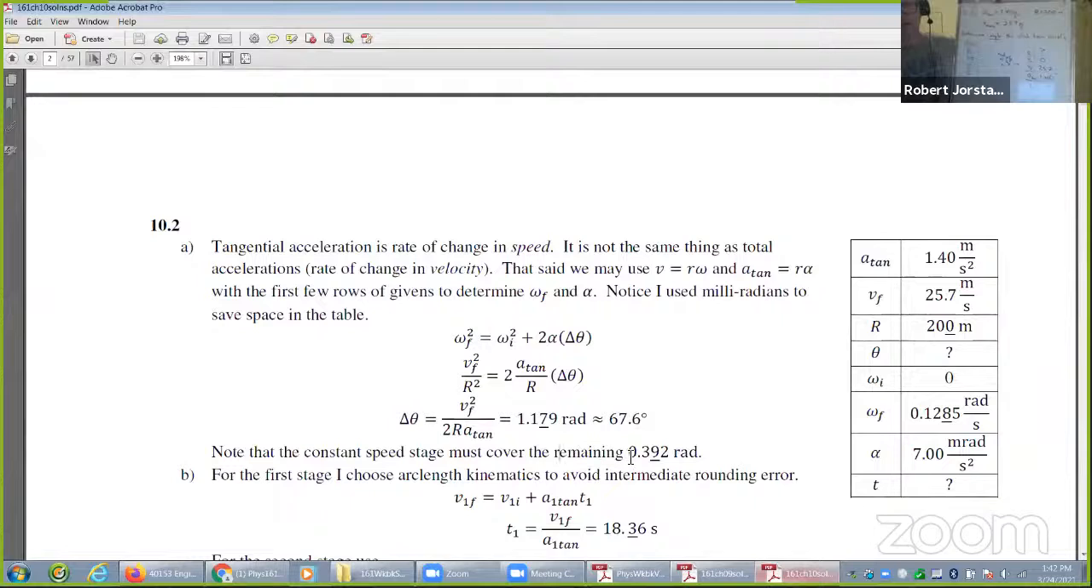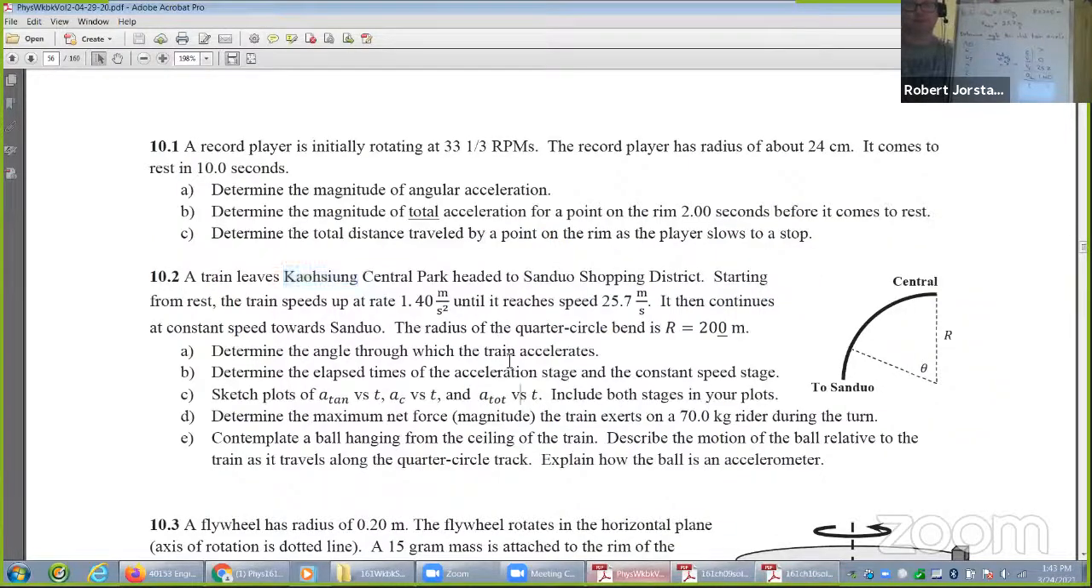So if you have 90 degrees to cover total, you've got the remaining 22.4 degrees, which converts to this many radians to go. All right, so that's that question. Great. You can check it later.